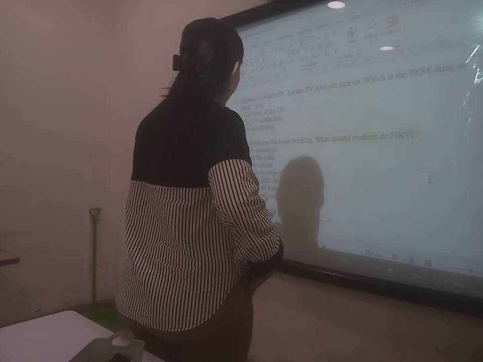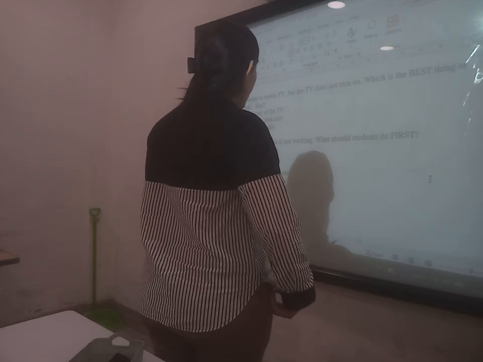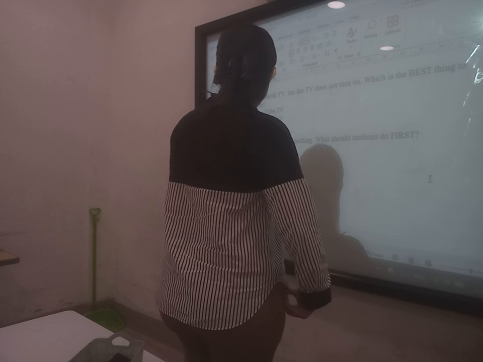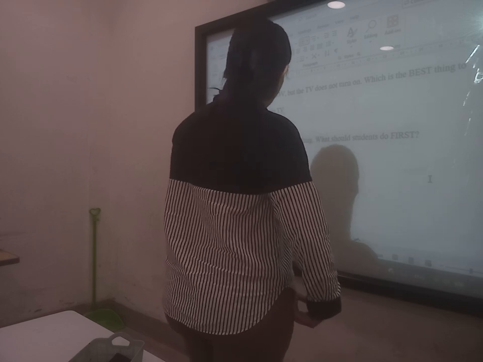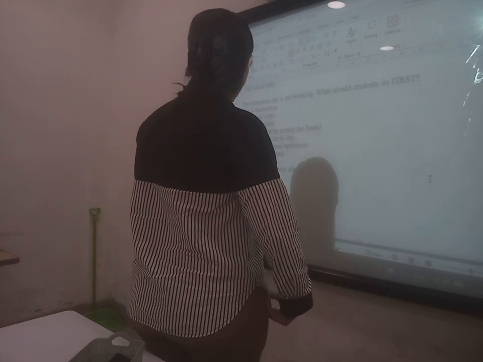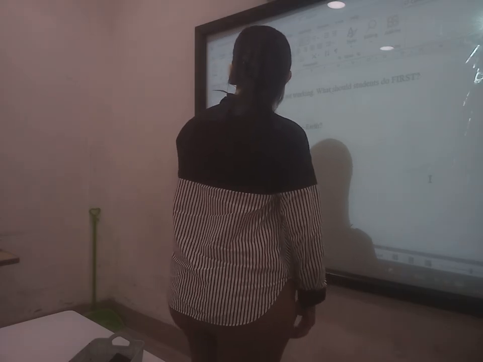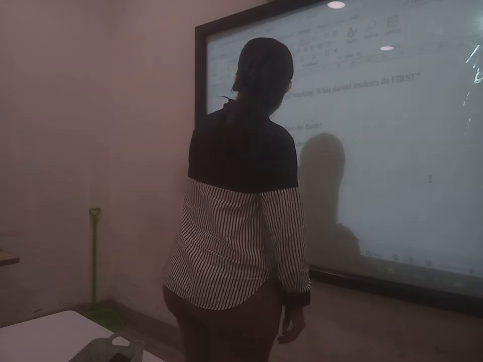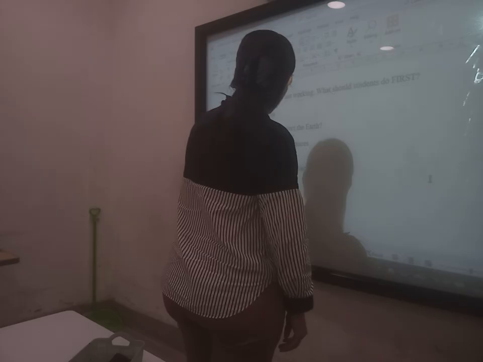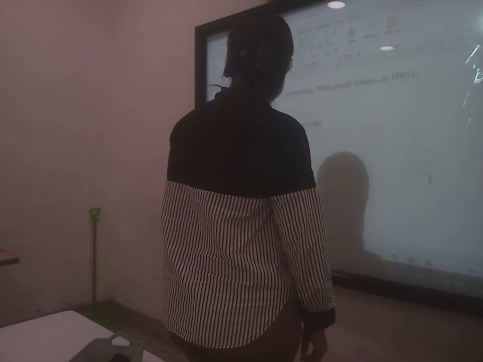Next. The classroom fan is not working. What should students do first? C. Tell the teacher. Number 8. Which choice helps protect the earth? This is B. Turning off unused appliances.